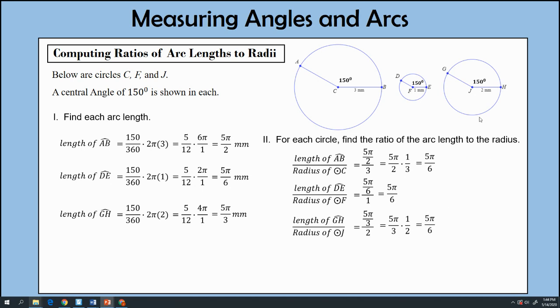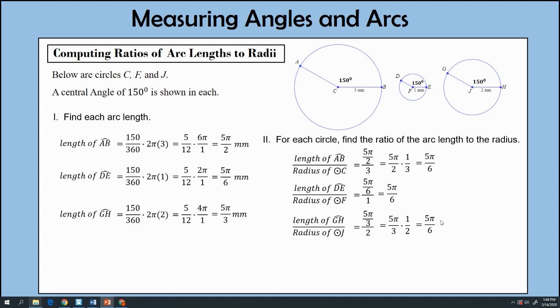So what do we notice in each case? The ratio of arc length to the radius is the same in every case here. No matter what the size of the circle, the ratio of the arc length to the radius is always the same, and that's always the same for any 150 degree central angle. Doesn't matter how big or small the circle is, if it's 150 degrees in here, then the ratio of the arc length to the radius is going to be 5 pi over 6, no matter how big that is.